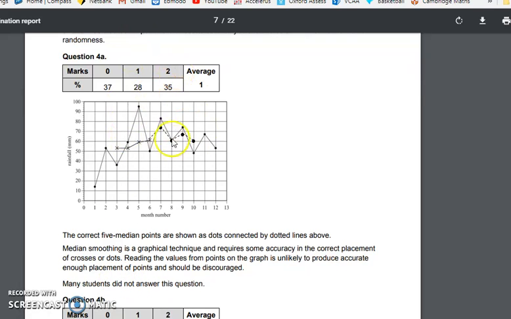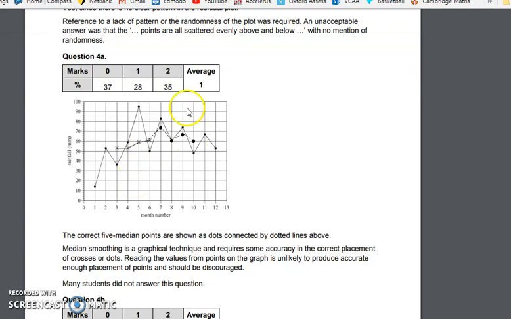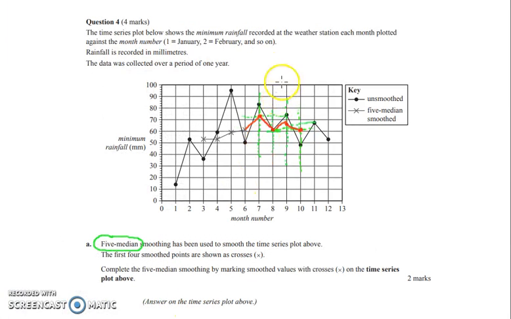I would probably predict that a lot of people maybe used the 3 median smoothing, or maybe worked out the averages and used the mean or something like that. But be very careful. Median, you need to take them in size order across the x-axis and also across the y-axis. So that's how your answer would have looked on your exam paper, and hopefully this has helped you do some 5 median smoothing.